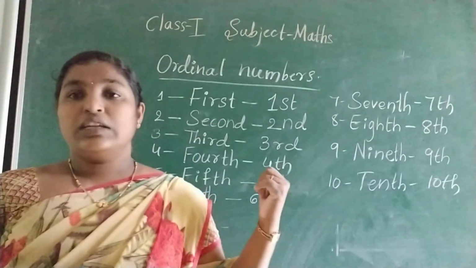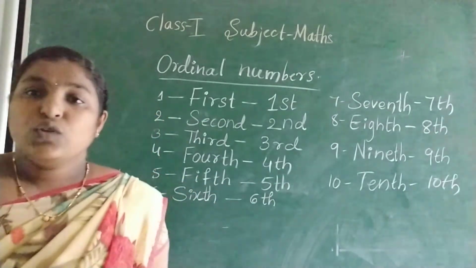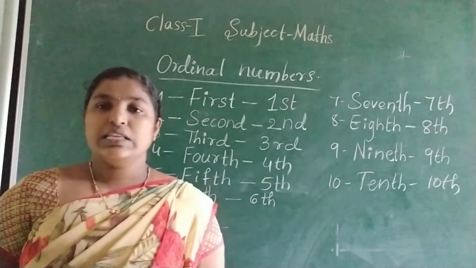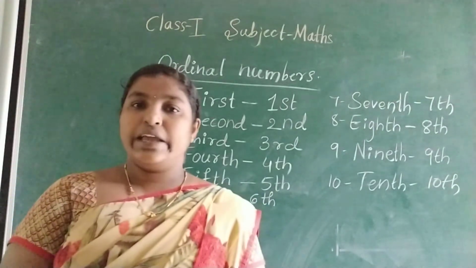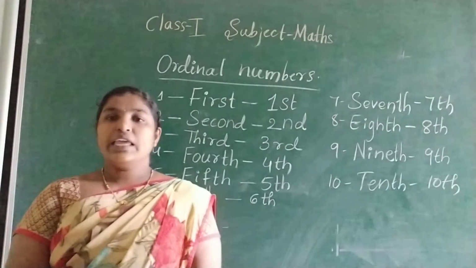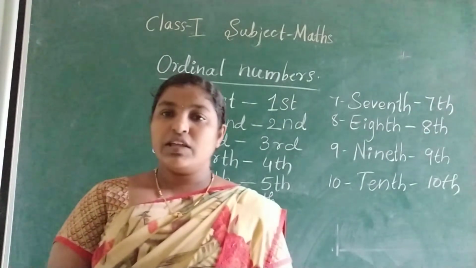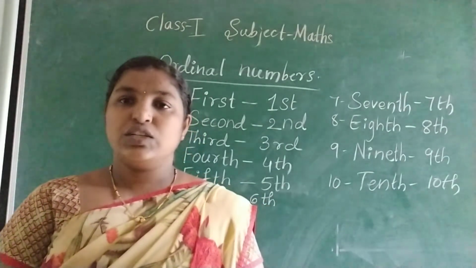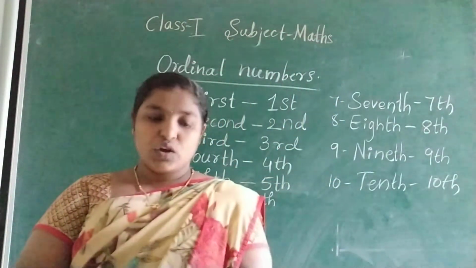Now the present work is to learn ordinal number spellings by heart. What are those? F-I-R-S-T, first. S-E-C-O-N-D, second. T-H-I-R-D, third. F-O-U-R-T-H, fourth. F-I-F-T-H, fifth. S-I-X-T-H, sixth. S-E-V-E-N-T-H, seventh. E-I-G-H-T-H, eighth. N-I-N-E-T-H, ninth. T-E-N-T-H, 10th.